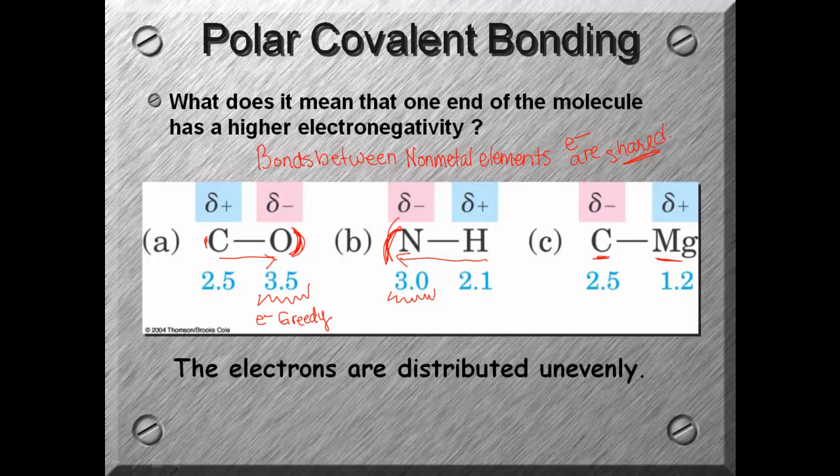Between carbon and magnesium, carbon is able to actually pull the electron from magnesium. So magnesium will be positive and carbon negative in terms of their charges. The electrons here will be distributed unevenly. So one side will keep the electron more of the time.